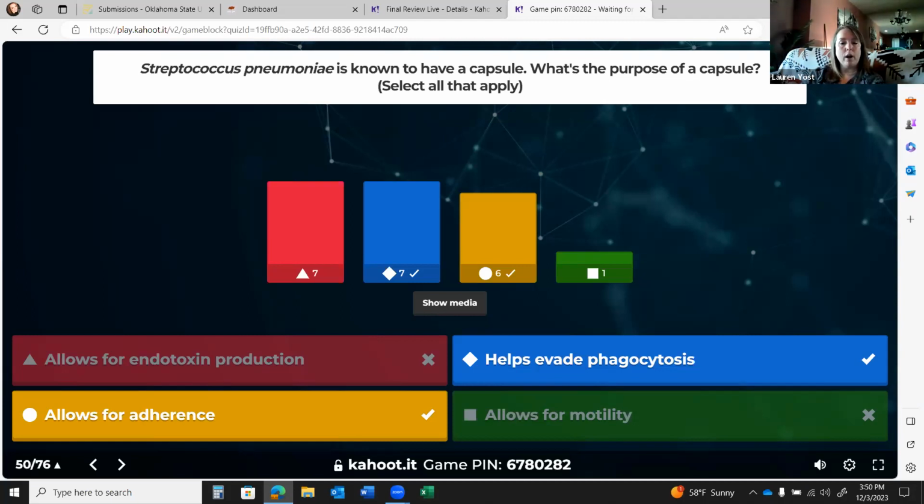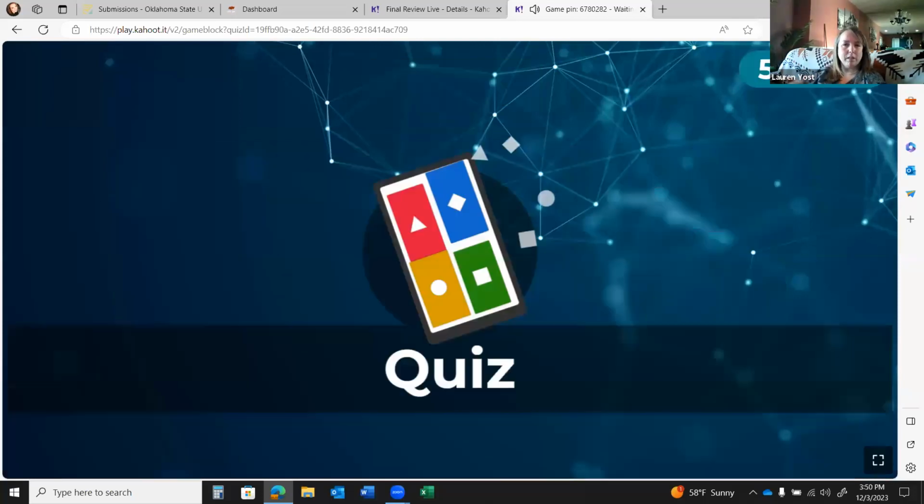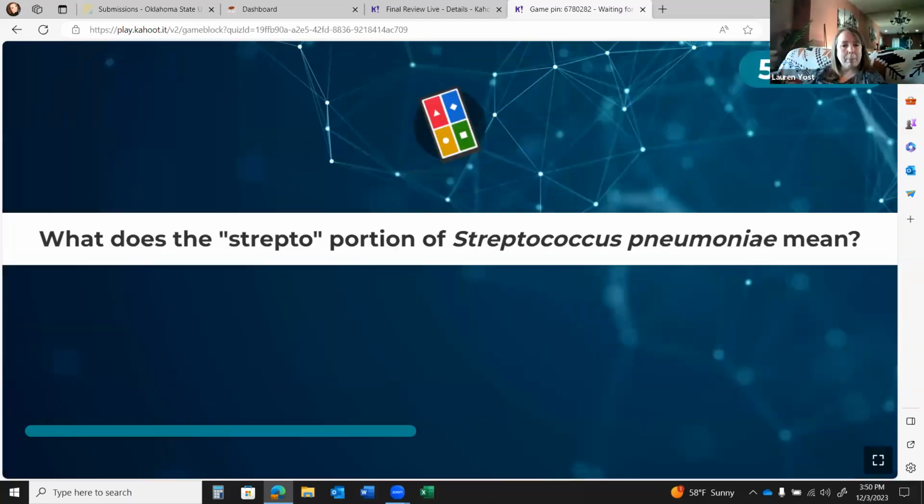So it's just those two: helps evade phagocytosis, makes it harder for the phagocytes to eat them up. And then adherence, just sticking to things, the sticky coating, sugar-based. So what does the strepto portion mean in Streptococcus pneumoniae?